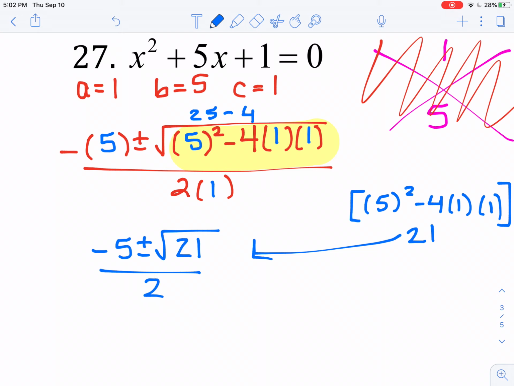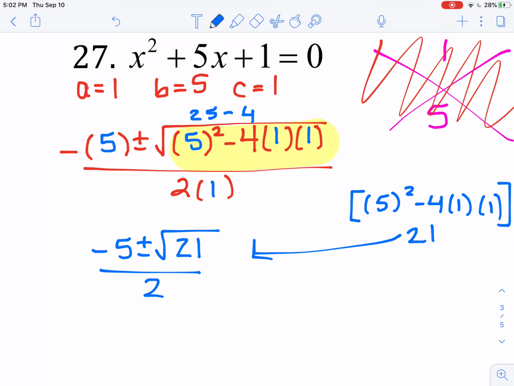All right, so the next thing I want to check is, can I simplify that radical? Can I simplify the square root of 21? Well, is it a perfect square? No. Is it divisible by a perfect square? Again, this one's not, so I can't simplify that radical.